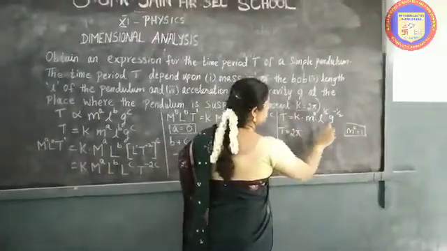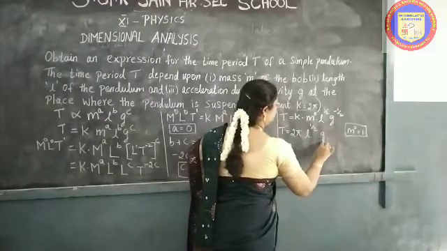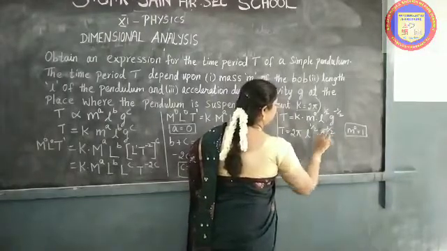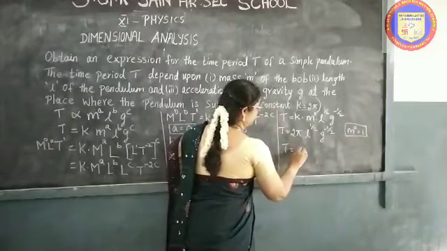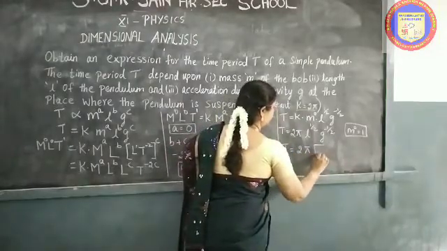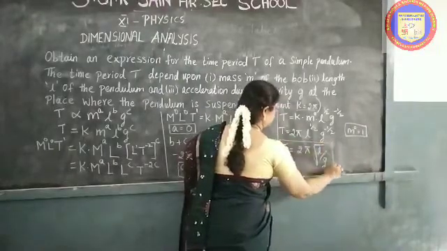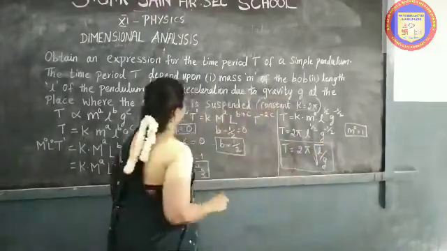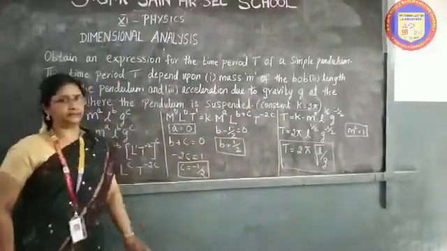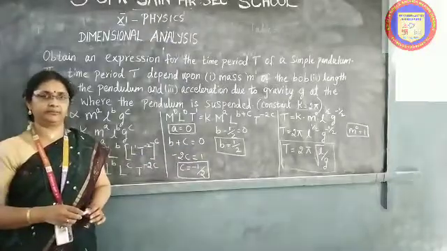Now what are the other two terms you have? L power half, G power minus half. So now I can write this equation as T is equal to 2 pi into square root of L divided by G. This is the equation for the time period of a simple pendulum. T is equal to 2 pi into square root of L by G.